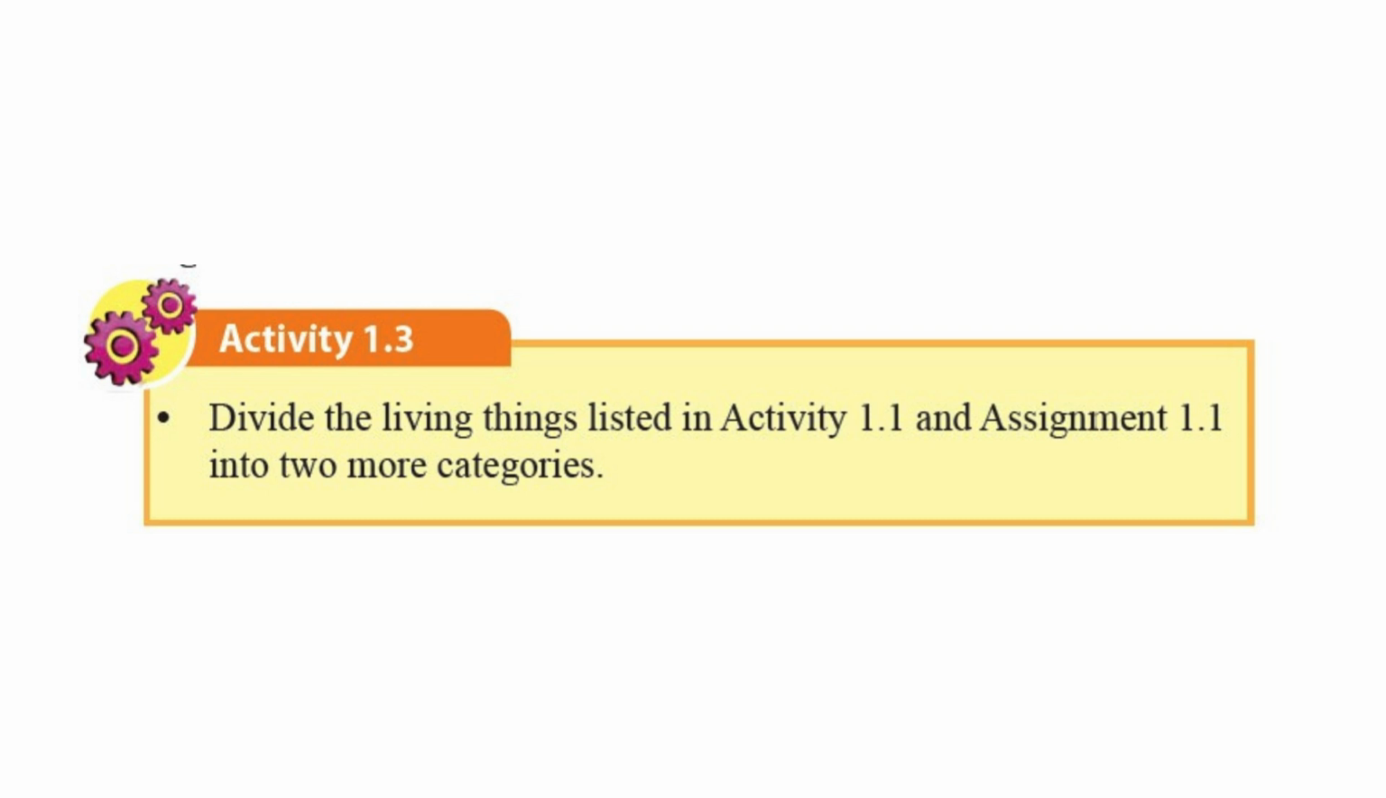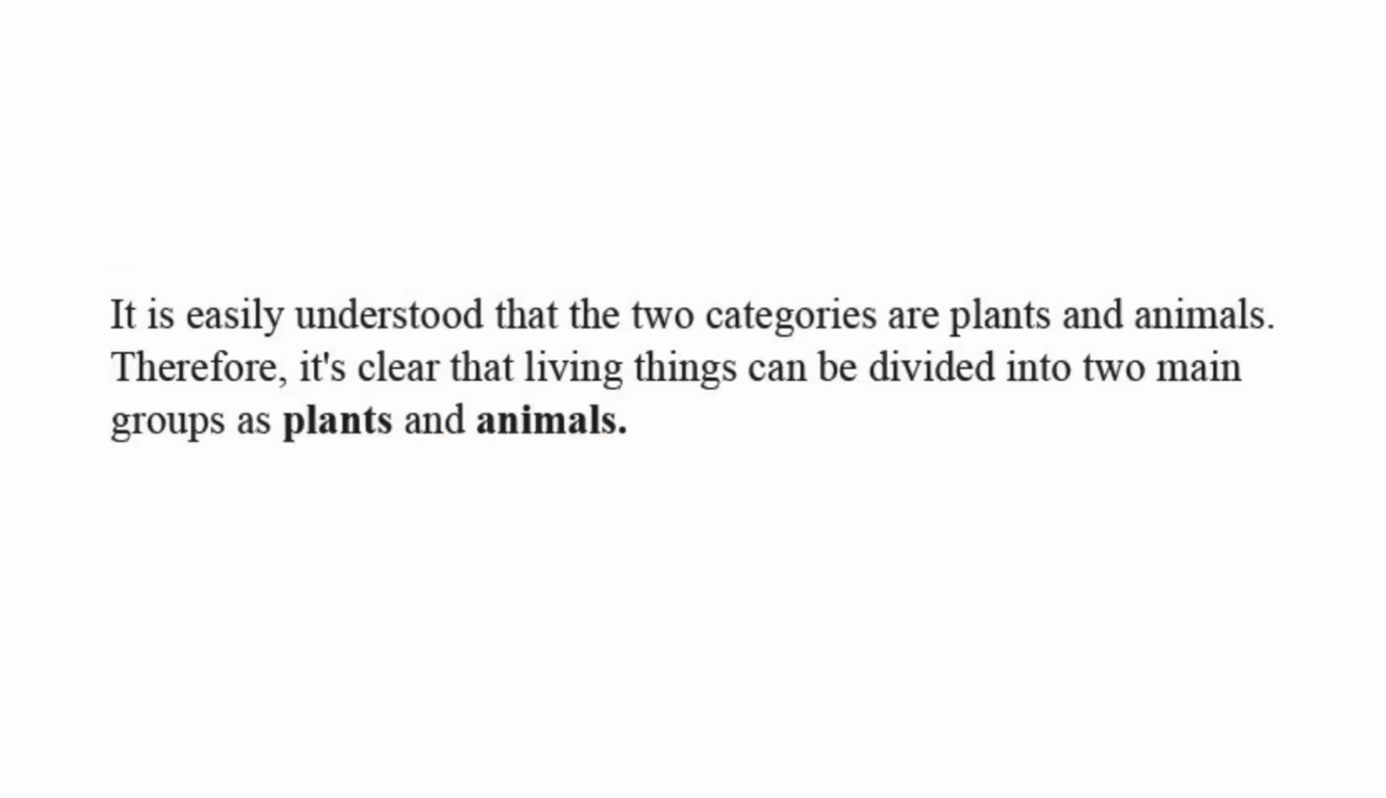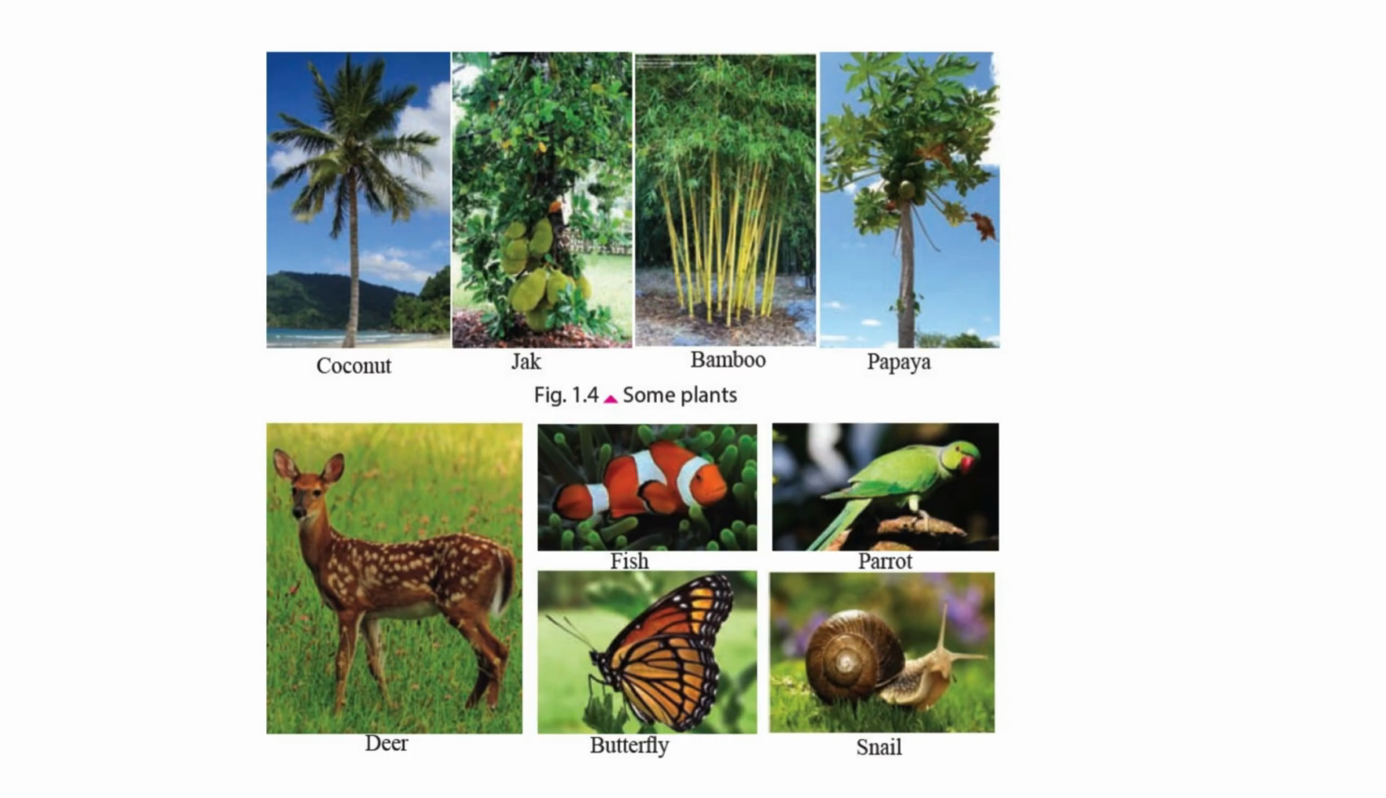Let's do the following activity to study more about living things or organisms. Activity: divide the living things listed in Activity 1.1 and Assignment 1.1 into two more categories. It is easily understood that the two categories are plants and animals. Therefore, it's clear that living things can be divided into two main groups as plants and animals. Coconut, jack, bamboo, papaya, fish, snail, deer, butterfly, parrot.